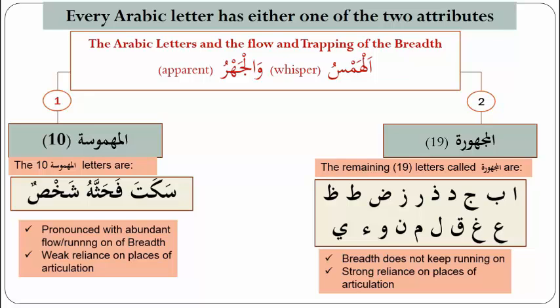So they are called majhura. The letters that are majhura, right? They are jahri letters. And the other side, they are the hams letters. Okay? Sakata fahathuhu shakhsun.